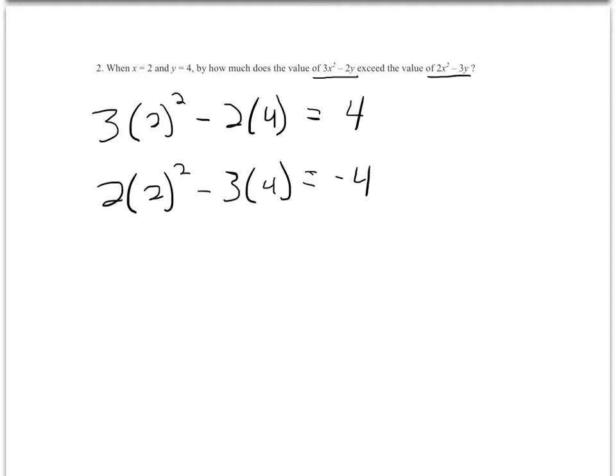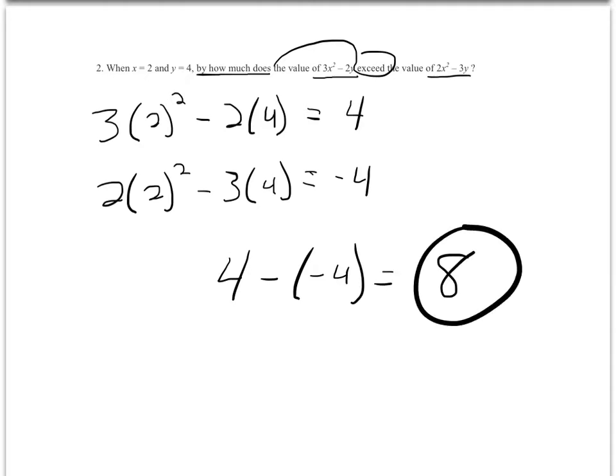Then the question is, by how much does the first one exceed the value of the second one? So how much more is 4 than -4? So to find that, you take the 4 and you subtract from it the -4. That's going to give you +8. It exceeds it by 8.